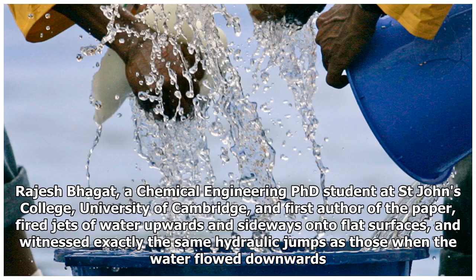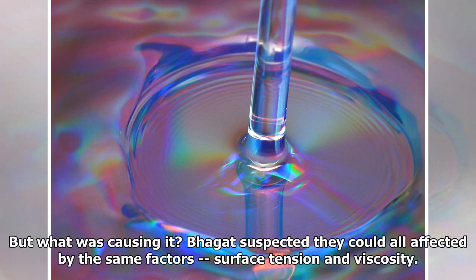Rajesh Bhagat, a chemical engineering PhD student at St. John's College, University of Cambridge, and first author of the paper, fired jets of water upwards and sideways onto flat surfaces, and witnessed exactly the same hydraulic jumps as those when the water flowed downwards. But what was causing it?